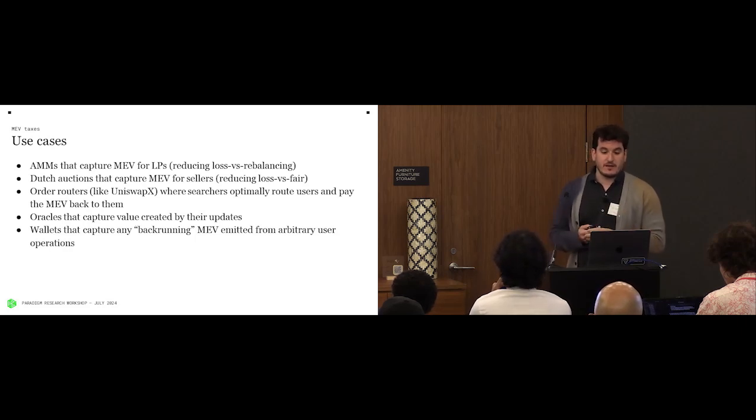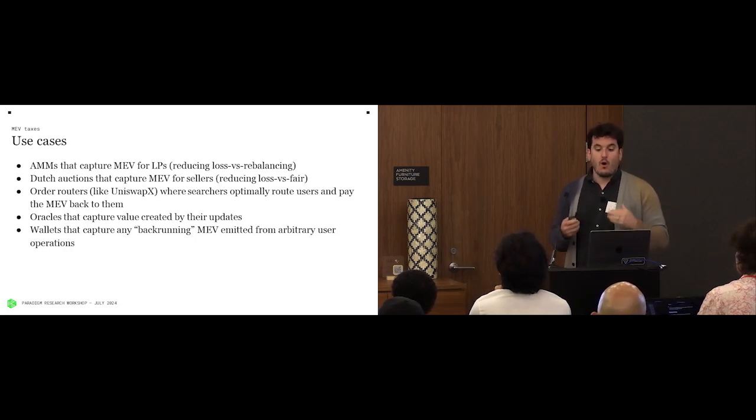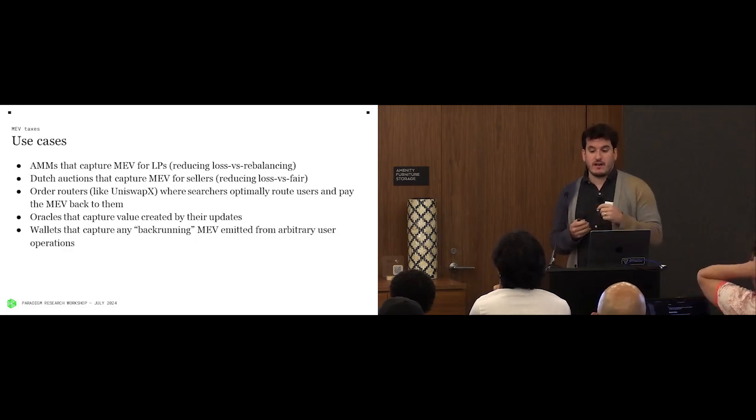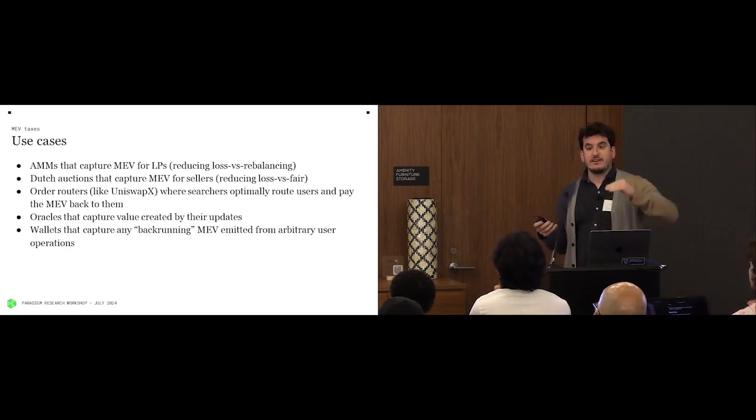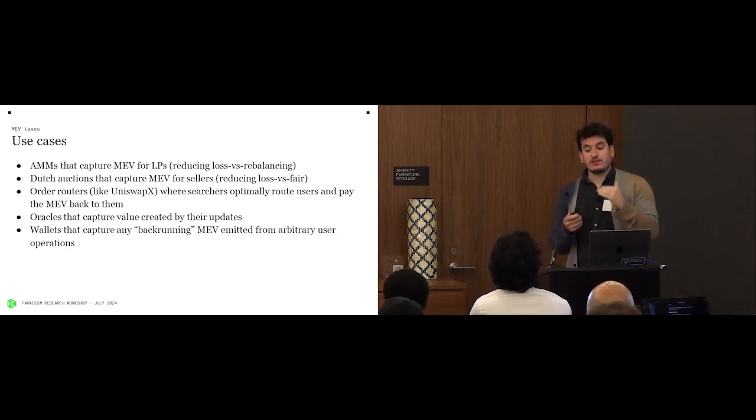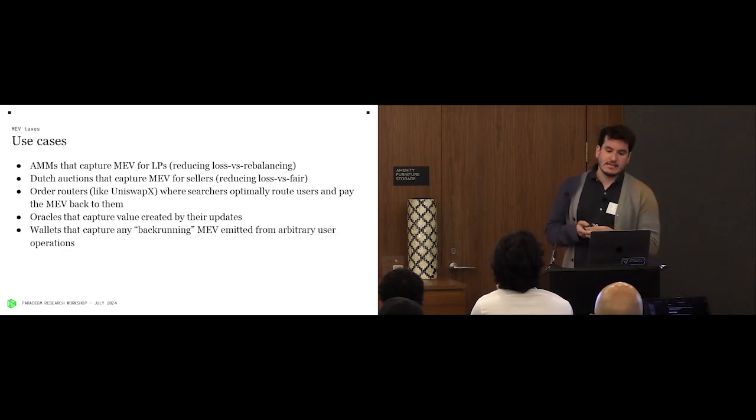We talk about some of them in the post, including Dutch auctions that reduce the loss versus fair that they'd otherwise be subject to. Order routers like Uniswap X, where searchers are optimally routing users to the best route, and they're competing with each other to give the best price to the user. And the idea is if we charge a fee to the searcher that is proportional to where the transaction gets included, then whoever gives the user the best price is guaranteed to be included top of the block.